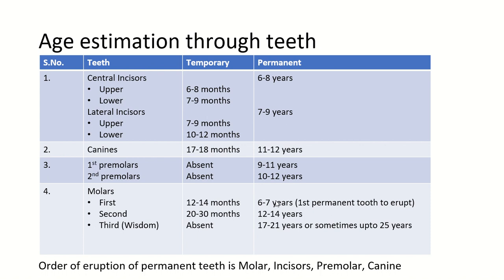The permanent first molar appears at 6 to 7 years, the second molar at 12 to 14 years, and the third starts from 17 to 21 years and sometimes may begin by 25 years of age. So the order of eruption of permanent teeth is: first the molar will be erupted, then incisors, then premolar, and then canine.